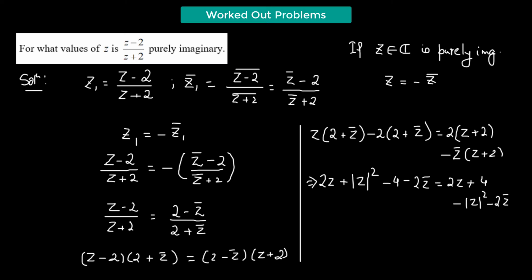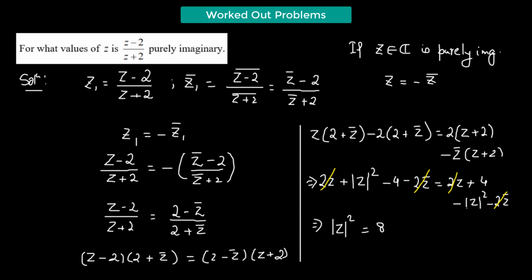Now we can cancel out the like terms from the left hand side and the right hand side. So we have 2z on both the left hand side and the right hand side, so they cancel out, and so will negative 2z bar. So that gets cancelled out, and it leaves us with the absolute value of z squared on the left hand side, and we take the negative 4 to the right hand side and add it to the 4, so that gives us 8.